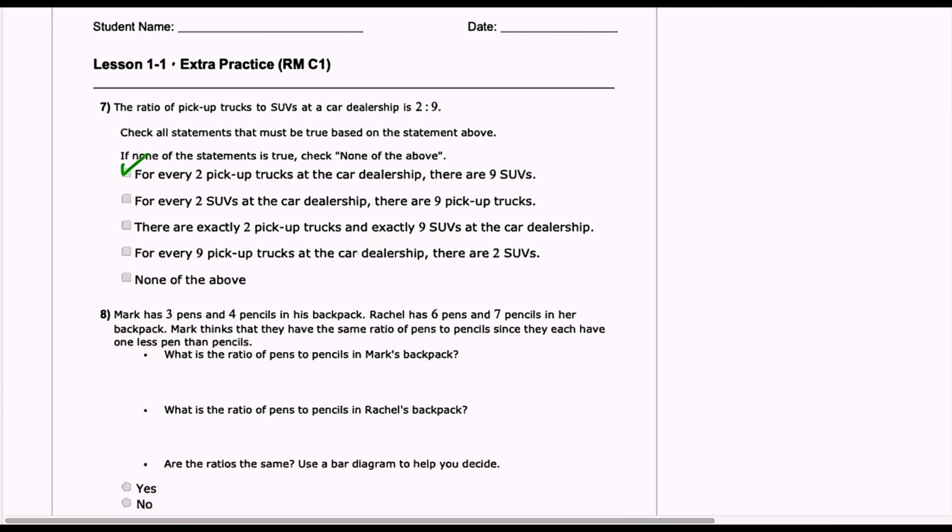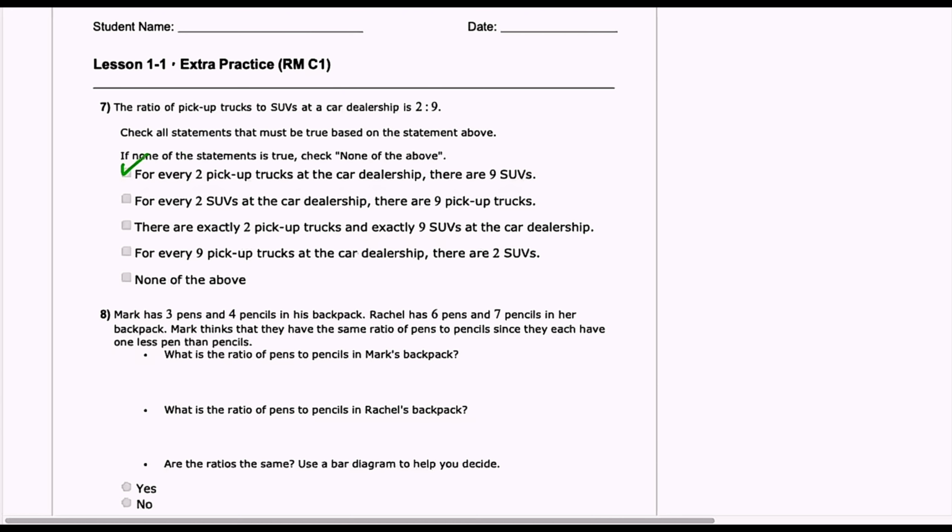There are exactly 2 pickup trucks and exactly 9 SUVs at the car dealership. He's telling me that this is the ratio, and this is only the relation between the number of pickup trucks to the number of SUVs. Maybe the number we have in the dealership is double these two numbers, meaning 4 to 18, or triple, 6 to 27, and so on. That means these are not the exact number of cars we have of every type. That means the third choice is not true, because the ratio only shows us the relation between the two quantities, not the exact amount of each one of them.